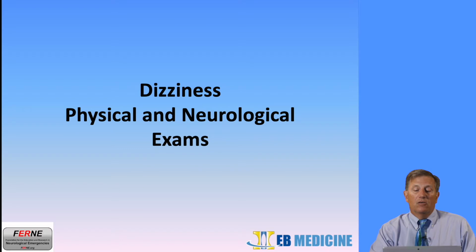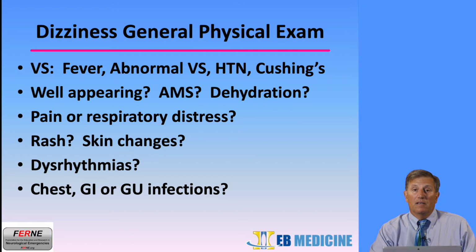The dizziness physical and neurological exams are as follows. The general physical exam should look specifically at the vital signs, looking for fever, abnormal vital signs, hypotension, tachycardia, hypertension, or Cushing's findings. Then you need to know, is the patient well appearing? Is there evidence of altered mental status or dehydration? Is there pain or respiratory distress? Is there rash or any skin changes that could suggest some overwhelming infection? Are there dysrhythmias on the monitor? Are there chest, GI, or GU infections evident?